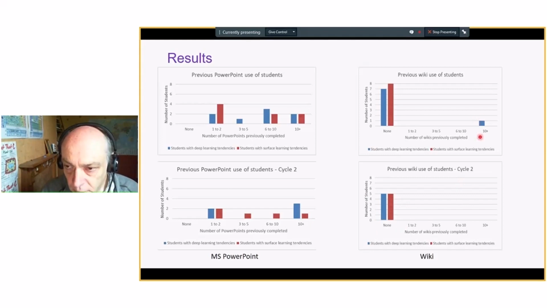Most students had no experience at all of producing wikis. One student had worked with a computer company in the past, and he was a mature student, and he'd made 10 wikis with his company. But he was very, very much the exception. So no other students had any experience of making wikis at all.